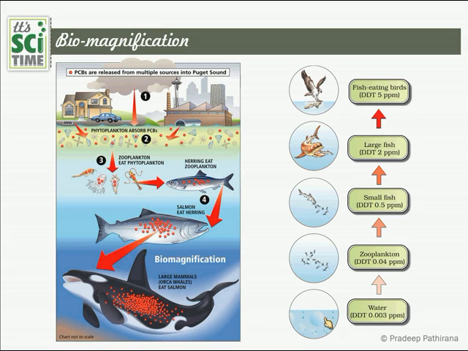Start here in water: 0.003 parts per million, but the zooplanktons have a higher concentration. You can see 0.04 here. Then small fishes 0.5 parts per million, and it's more than that. In the large fish around 2, and when it comes to the birds it's 5. If instead of this bird there is a man here, the same higher concentration will be accumulating there. And this problem is biomagnification.